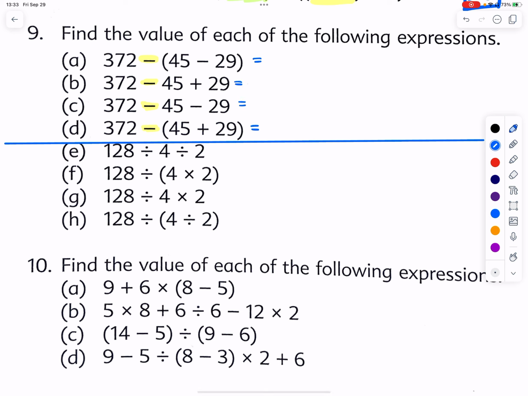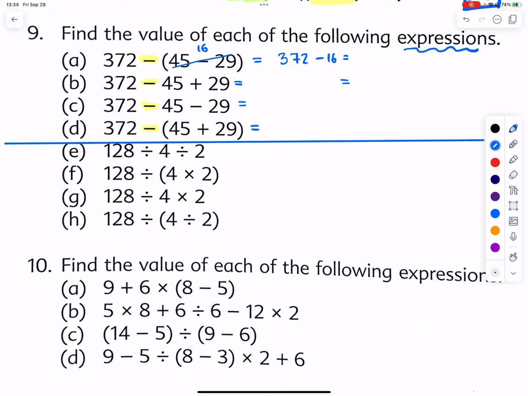372, we have all these expressions, all these mathematical sentences we need to calculate. 372 minus the difference of 45 and 29. You can gently cross it out and say this happens first. Of course, parentheses comes first. 372 minus 16. I will let you compute the answer. Next example, 372 minus 45, but then add 29. We solve it in the order of appearance. I will let you pause this example and compute the answer.